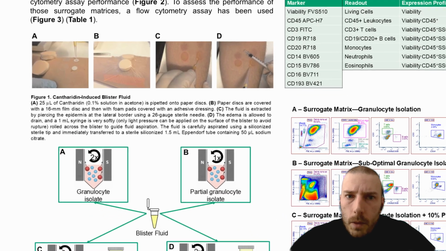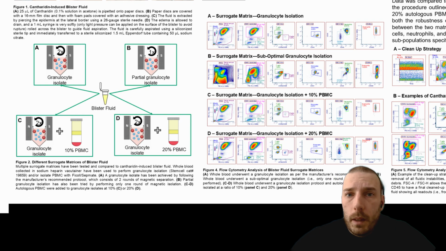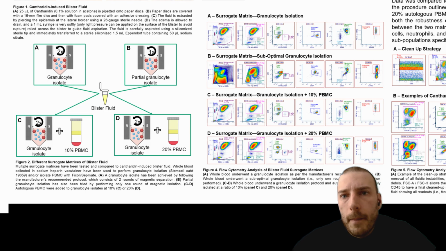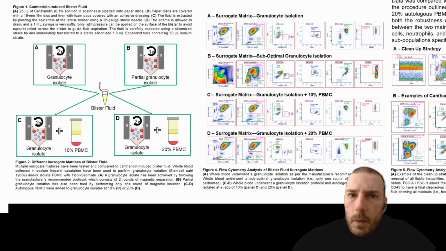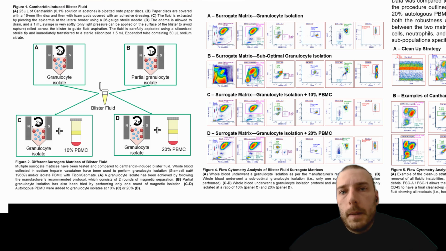Thus, we needed to create a surrogate matrix with the objective to be as close as possible to a cantharidin-derived blister fluid. In theory, those blister fluids are mainly composed of two-thirds neutrophils, a quarter of monocytes, and approximately 5% of lymphocytes. We wanted to focus on neutrophils and lymphocytes. So we then used a granulocyte isolation kit, which by itself led to a granulocyte purity of approximately 95%, as shown in Figure 4, Panel A.